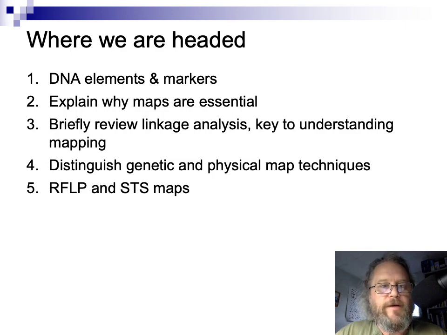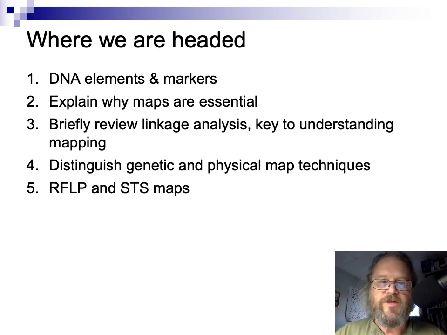Where we're headed: DNA elements and markers. We're going to explain down the road why maps are essential, and then briefly review the math underlying how to map. That's based on the idea of linkage analysis. If you recall from your first semester in genetics, linkage analysis is based on the idea that DNA elements are located in the genome, and some of them may be closely linked to each other, and others may be located farther away from each other.